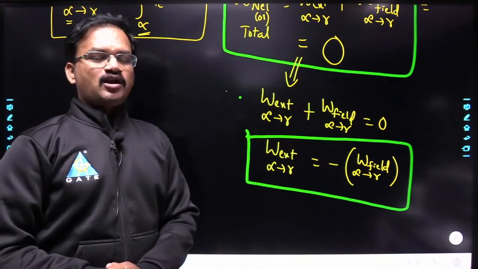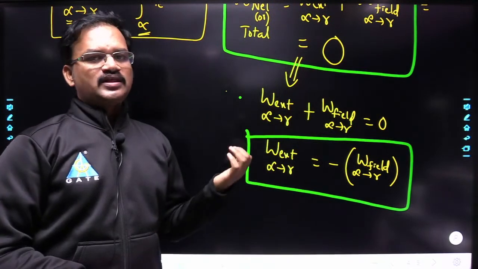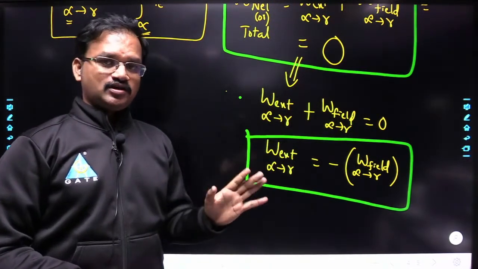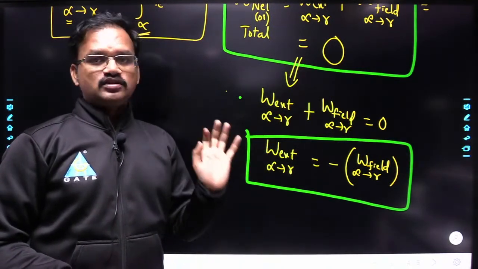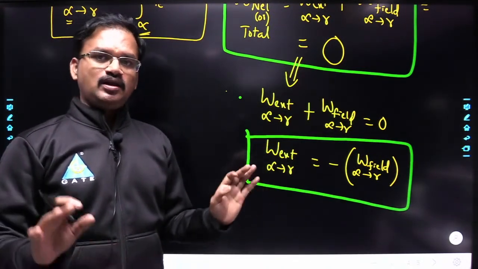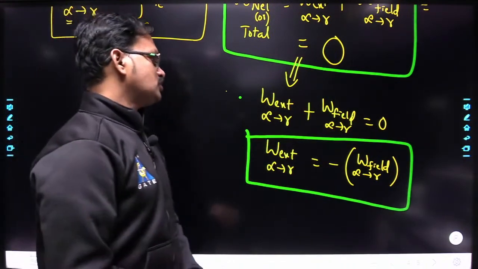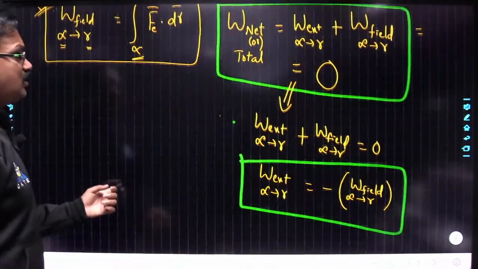In most of the questions they are not mentioning whether it is the work done by the external agent or the work done by the field. In that case, by default you have to consider always the work done by the external agent. Understood? So these things you have to understand here.